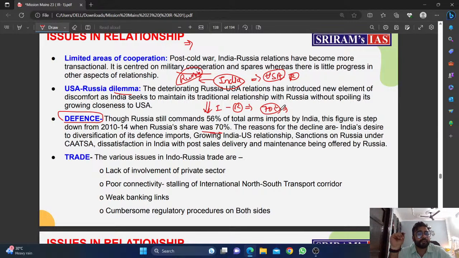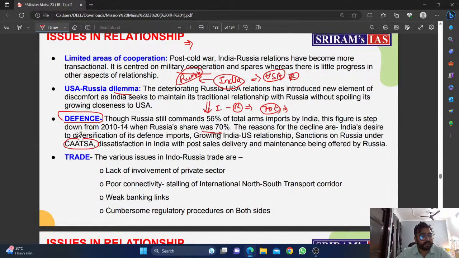Then the USA is imposing sanctions on Russia under the CAATSA Act, Countering America's Adversaries Through Sanctions Act, is the full form. This act is also pushing Russia backward. It is pushing Russian companies backward, because the American sanctions are not allowing Russian companies to work globally.